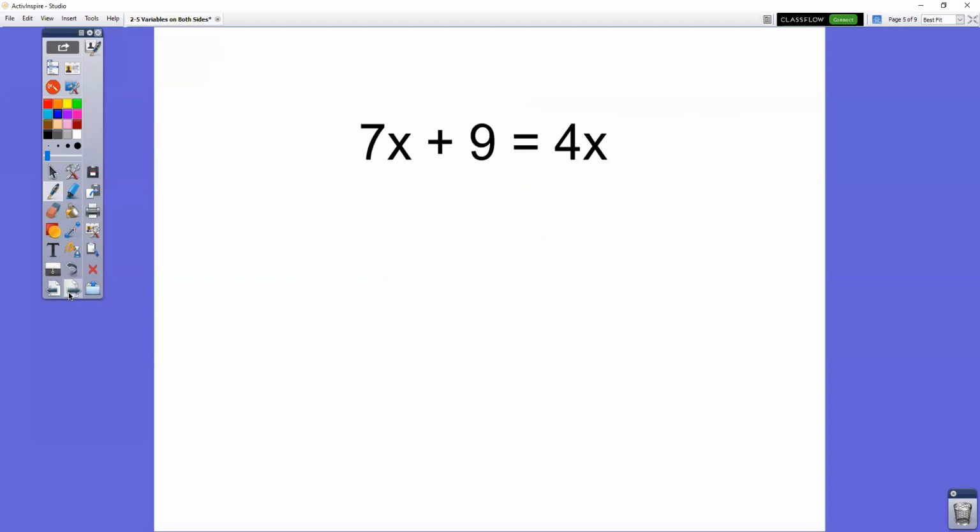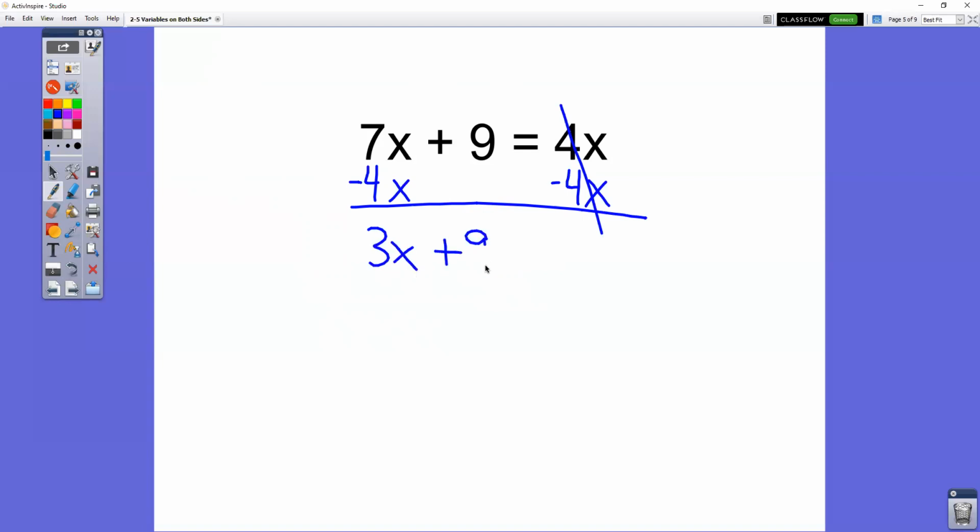Now, this one is a very, very tricky question, all right? You have a 4x and a 7x. I would work with the 4x. Now, be careful. This one is very different. To try and get rid of those 4x's, I would subtract 4x from both sides. Not the tricky part yet. 7x minus 4x is 3x. Bring down our plus 9, bring down our equal sign.